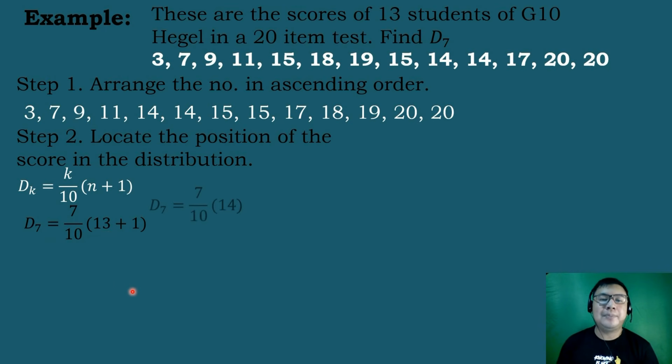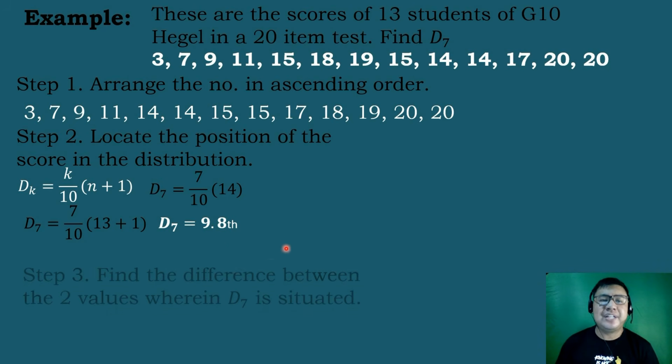13 plus 1 will be equal to 14 times 7 over 10. 7 times 14 is equal to 98, and 98 divided by 10 is equal to 9.8. Therefore, the position of decile 7 is located at the 9.8 position.